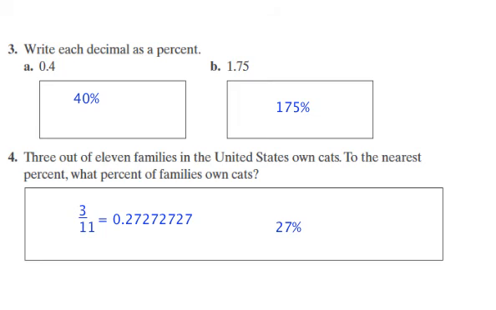3A, 4 hundredths becomes 40%. Remember, move your decimal point 2 places to the right. 3B, 1 and 75 hundredths becomes 175%. Again, move your decimal point 2 places to the right.